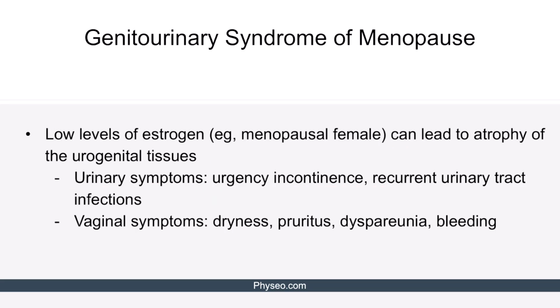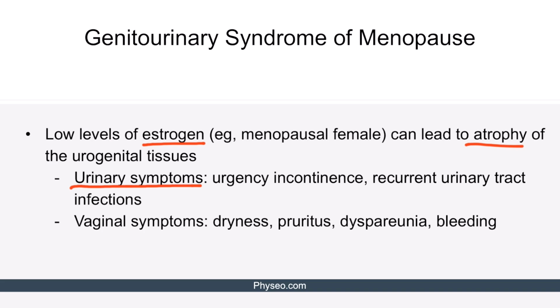Genitourinary syndrome of menopause is a diagnosis worth considering in women with low levels of estrogen, such as those that are menopausal. And here's why it's so relevant. These decreased hormone levels can lead to atrophy of the urogenital tissues, and that can manifest in a wide variety of ways. So patients can experience urinary symptoms like urgency incontinence or recurrent UTIs.